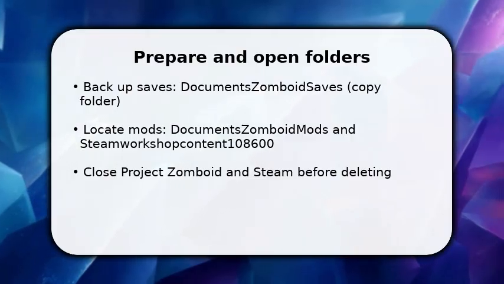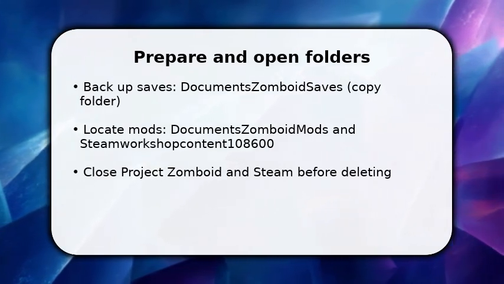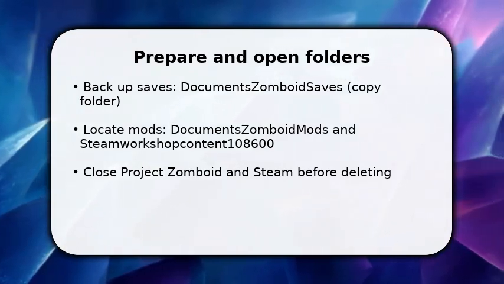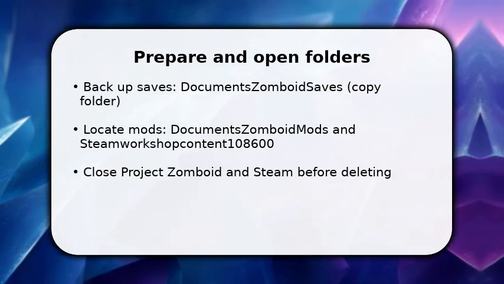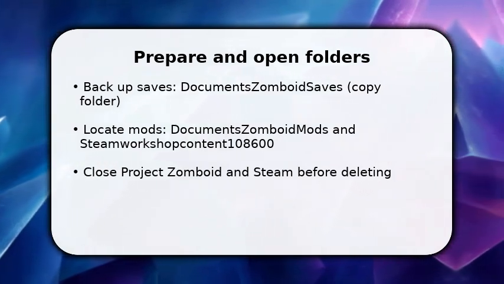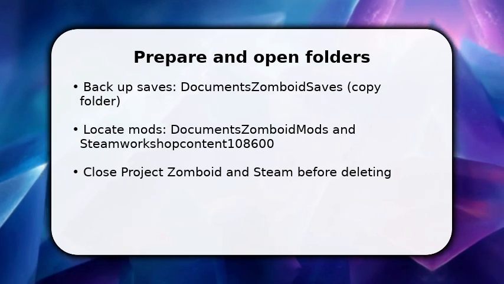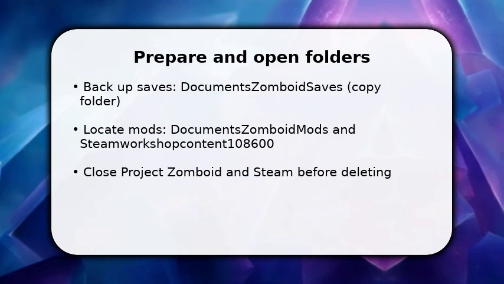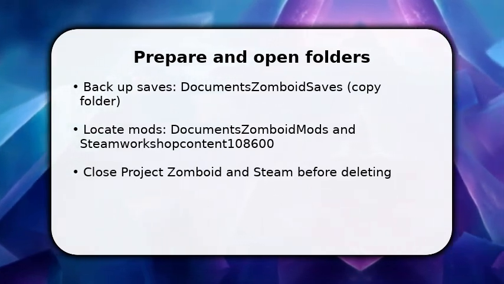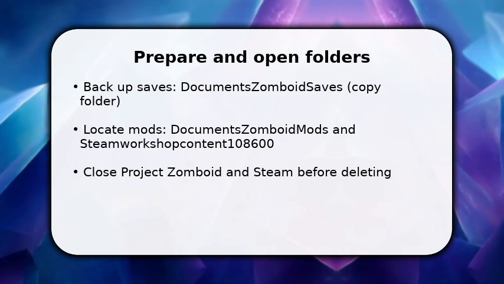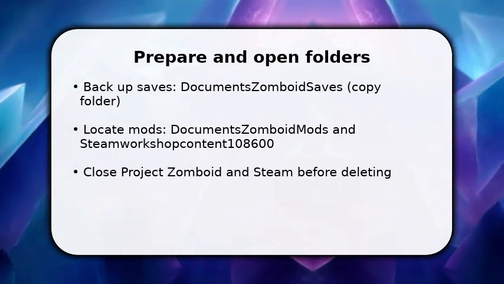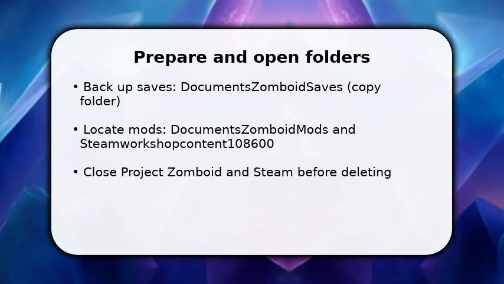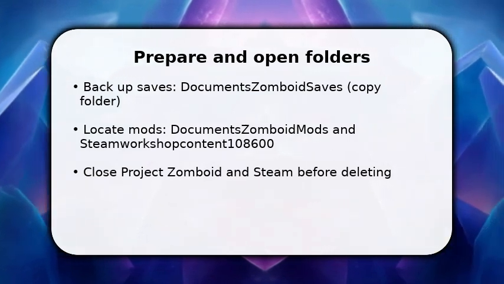You start by backing up your saves and closing the game. This prevents data loss and file locks. Once done, open Documents/Zomboid and Steam Workshop folders to locate mod files. Make sure to identify mods by folder names and matching workshop ID so you remove the right items. You do this first because deleting the wrong file can break the game. Backing up saves gives you a safety net. Proceed only when Steam and the game are fully closed.